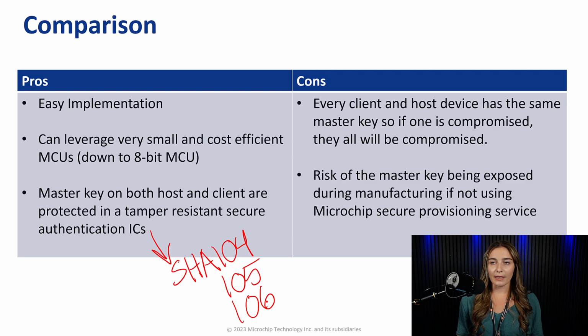Now, some of the drawbacks to Shared Key Symmetric Authentication is that if the master key on either the host or the client were to ever be compromised, then the whole fleet of devices would be compromised. Another risk that really applies to any type of authentication is that there is a risk of the master key being exposed during the manufacturing process. And to prevent this, we provide Microchip secure provisioning service, which should eliminate any of those backdoors during manufacturing.